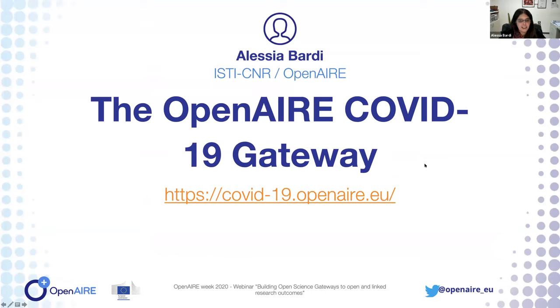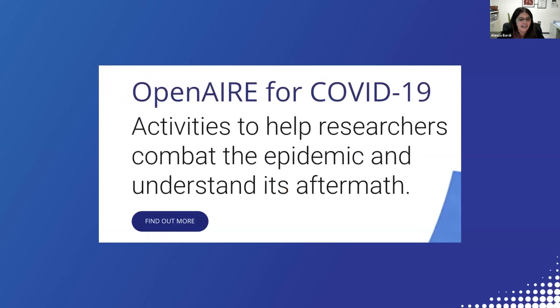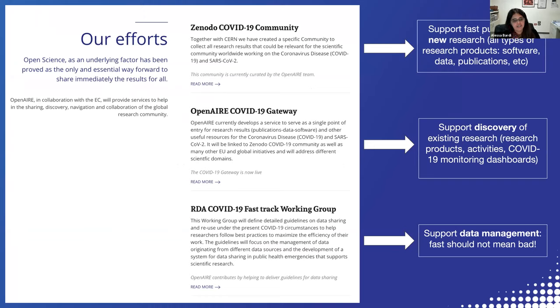Okay, so while I speak, you can also go to COVID-19.openaire.eu and have a look at what's in our gateway. The gateway by itself is just one of the many activities that OpenAIRE started to help researchers in fighting against the epidemic. Basically, there are three lines of activities. One is to support researchers to publish in a fast way the new research about COVID-19.